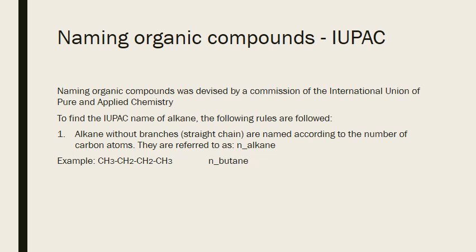So, naming of organic compounds. Naming organic compounds was devised by a commission of the International Union of Pure and Applied Chemistry, which is what we call IUPAC. To find the IUPAC name of an alkane, the following rules are followed. Alkanes without branches, so straight chains, are named according to the number of carbon atoms. They are referred to as n-alkanes. For example, because this has 1, 2, 3, 4 carbons, it's known as butane.